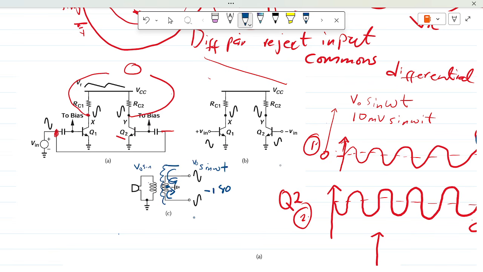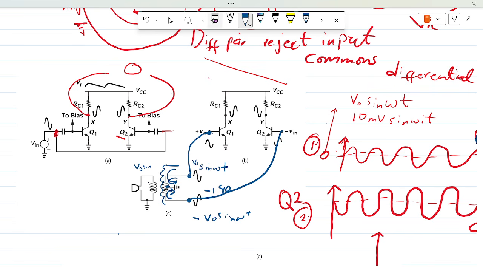So I can just write that as minus V naught sine omega t. So then in that case we connect this to that side and we connect this to this side.